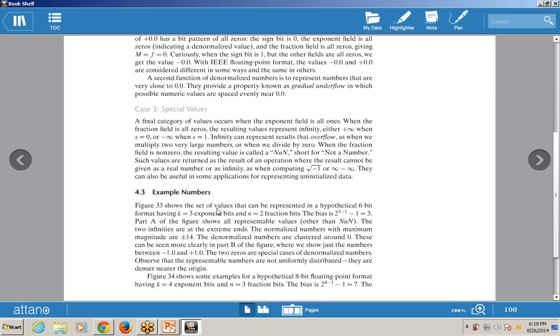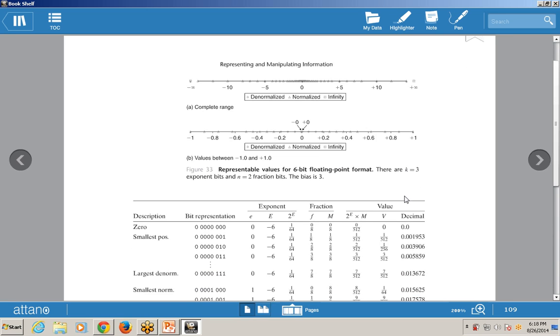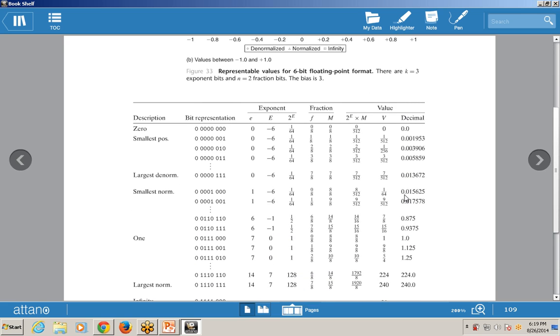Figure 33 shows the set of values that can be represented in a hypothetical 6-bit format having k equals 3 exponent bits and n equals 2 fraction bits. The bias is 2 to the power 3 minus 1, equals 3. This is how we can represent the number. As I told you, starting from minus 1 and ending with plus 1, there is a 0, on the left hand side all the negative values, on the right hand side all the positive values. This is another example for numbers.